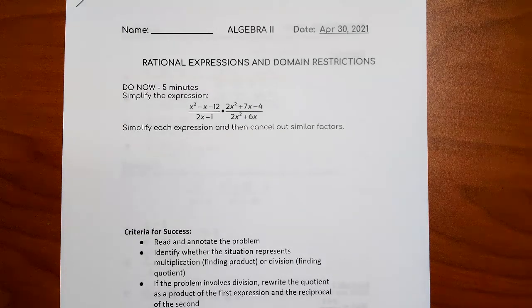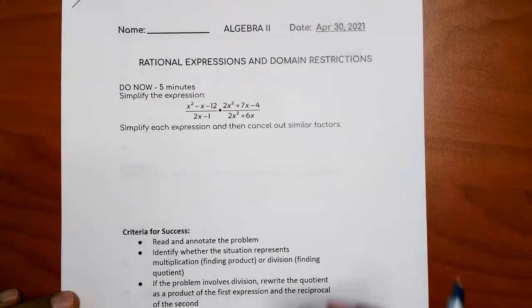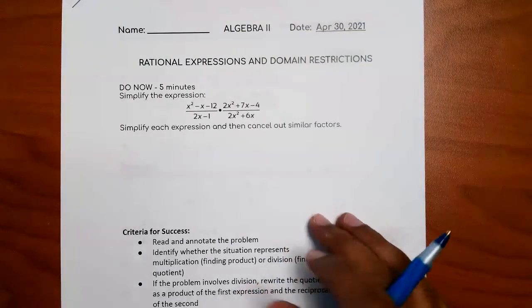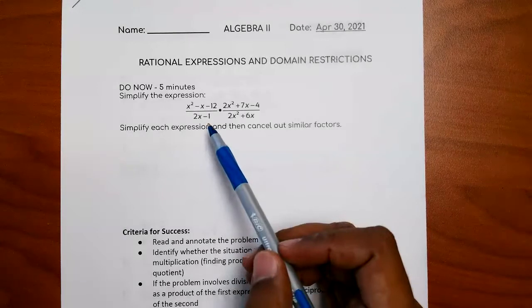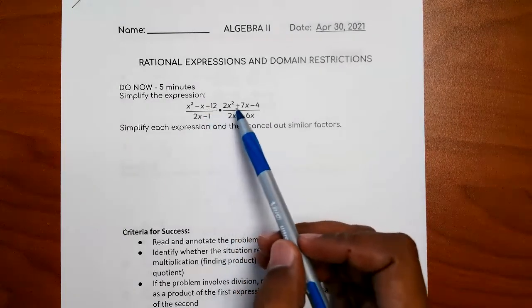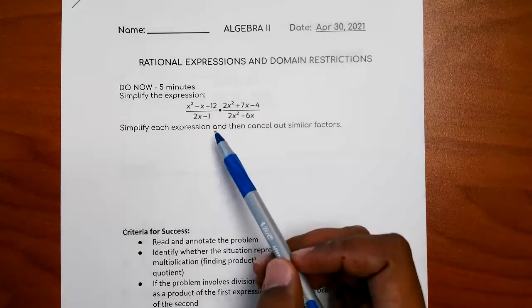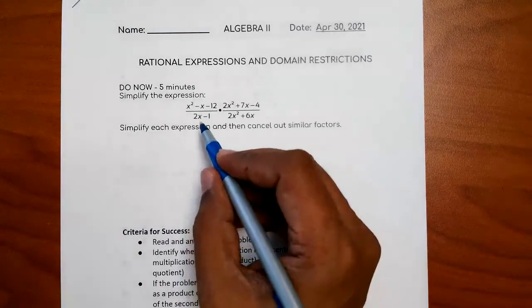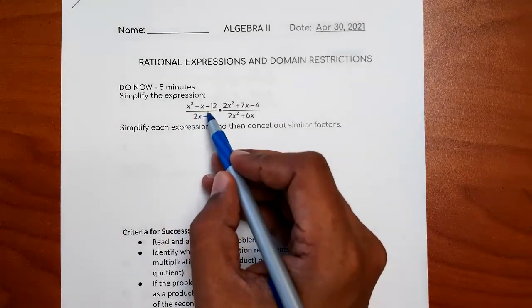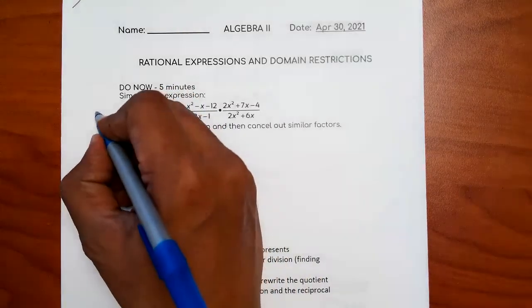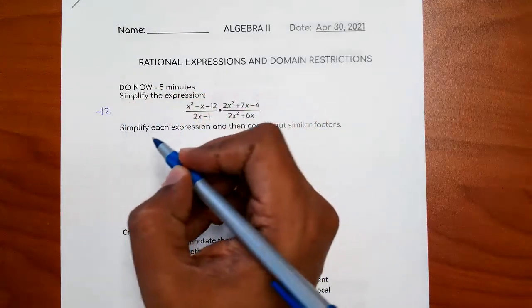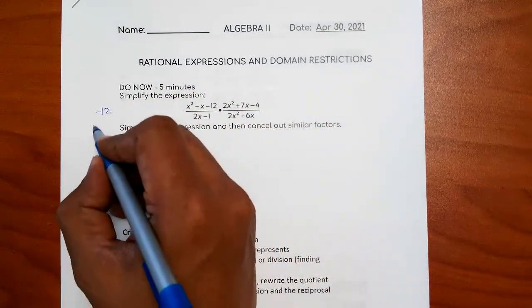Okay, let's do the do now problem. We see here a rational expression that we need to simplify. What we do is we take each expression at a time and see if we can factorize that. So x squared negative x negative 12. We need to find two numbers that multiply to give negative 12 and combine to give negative 1.